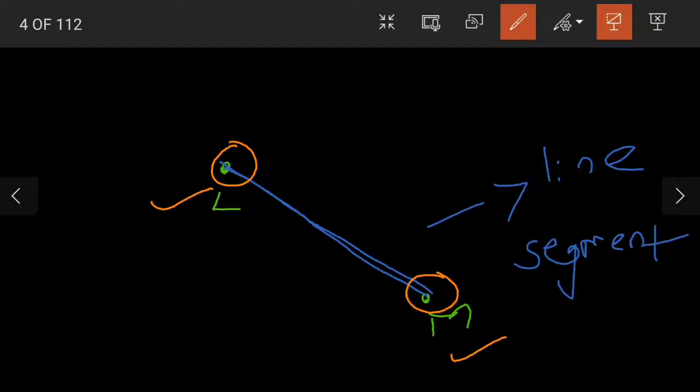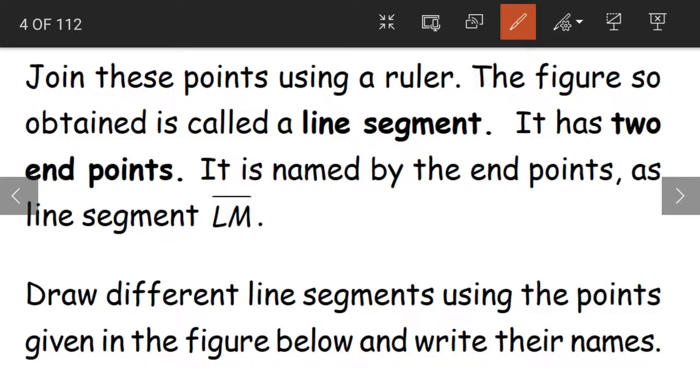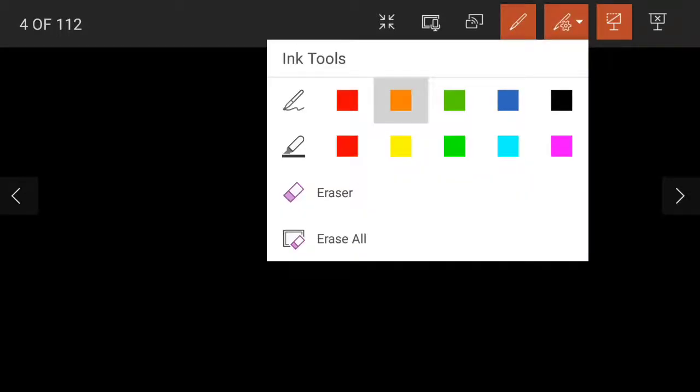A line segment has how many endpoints, children? Two endpoints, 1 and 2. And what are the endpoints here? They are point L and point M. Now it is named by the endpoints as line segment LM. Let me draw again. This is our line segment LM.